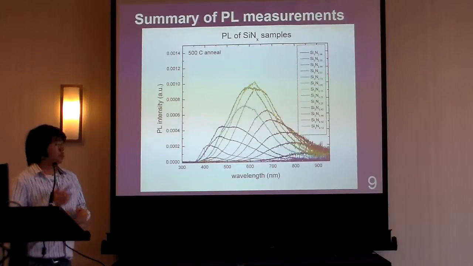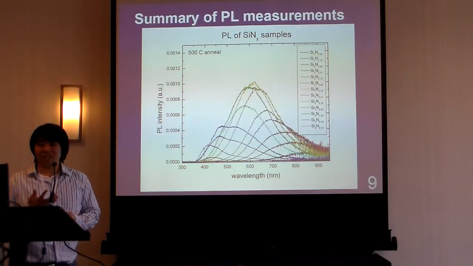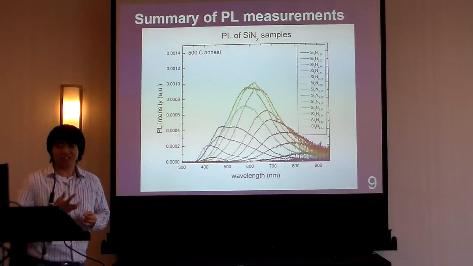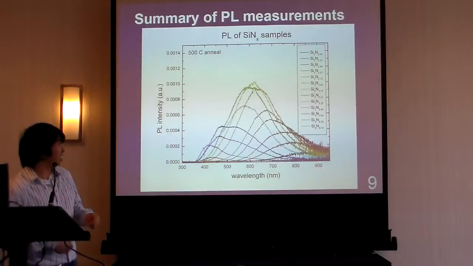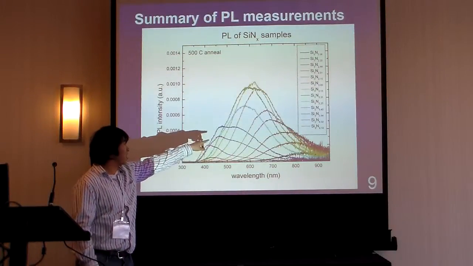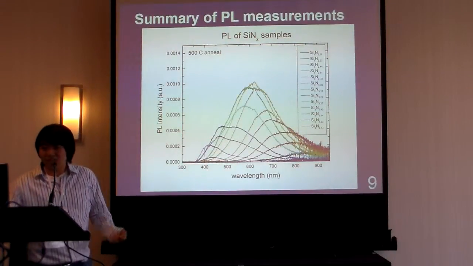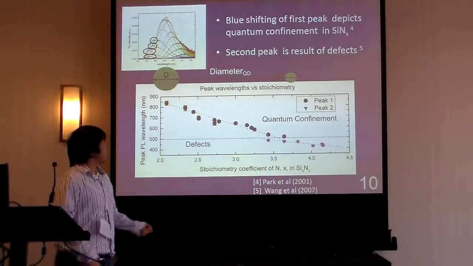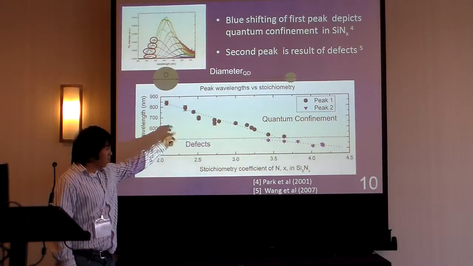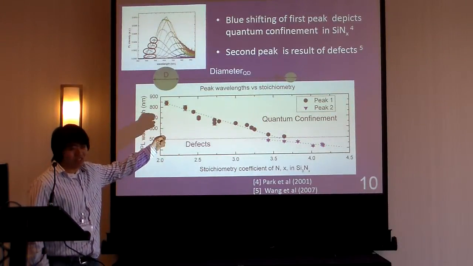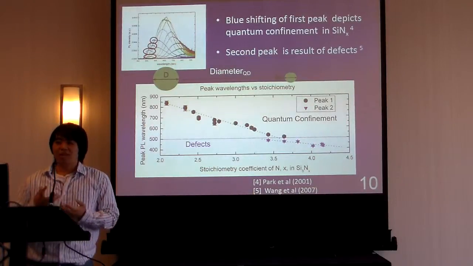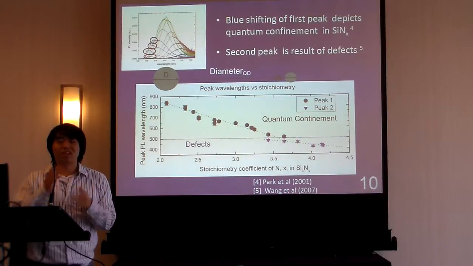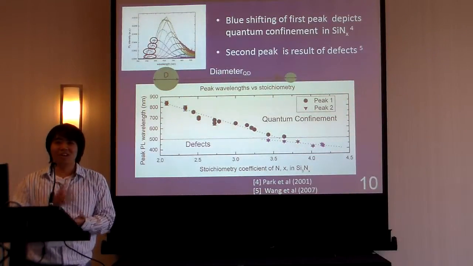So I obtained several PL spectra for these silicon nitride samples with various stoichiometries, and they're all at 500 degrees, which optimizes the PL intensity. And we can see this beautiful blue shifting of the PL peaks as the stoichiometry of the nitrogen increases. So next, I plotted the peak wavelengths versus the stoichiometry. And to explain this decrease, when silicon nitride has more nitrogen, it will also have less silicon.